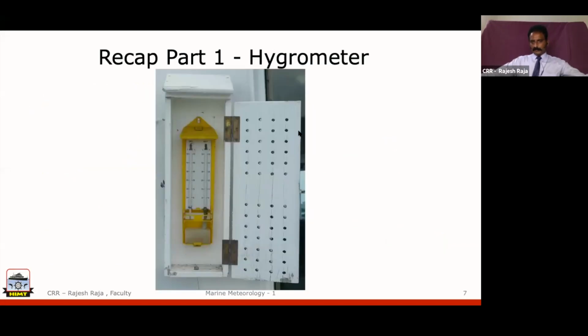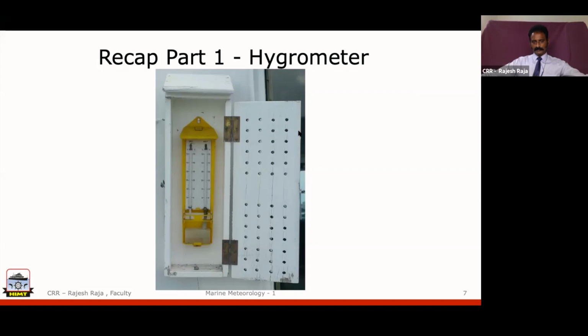For those people who have not sailed, particularly BSc Nautical Science students and someone who is out of the marine field, this is the hygrometer which I was talking about last time. This picture is from a ship's bulkhead just outside the bridge. You can see a small wooden box with a lot of holes. That is the Stevenson screen. The idea is to let air circulate inside so that you get ambient temperature. Now, this box does a couple of things also. It avoids direct sunlight. We don't want the sun's temperature.